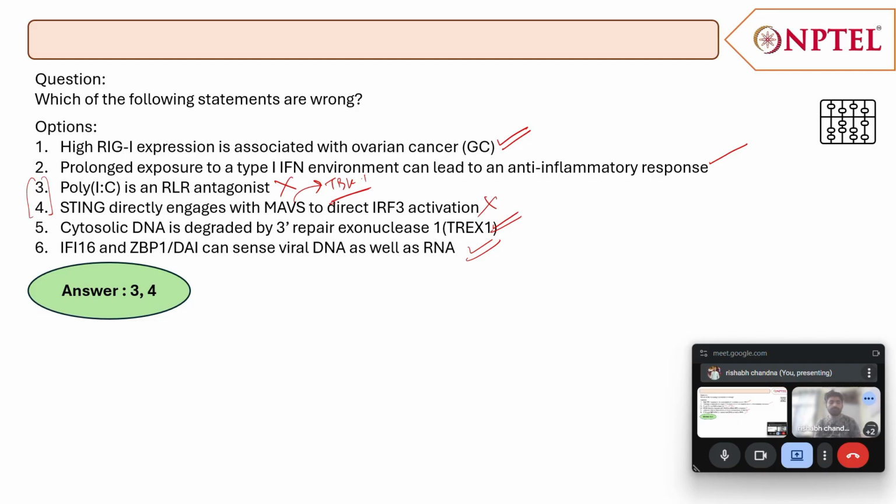So both, yeah, let me check once. Yeah, it will not be able to detect the RNA. So IFI16 does not detect RNA. Okay, but ZBP1 actually can detect both DNA as well as RNA. So option 6 is also wrong. Okay, so yes, thanks for the correction.